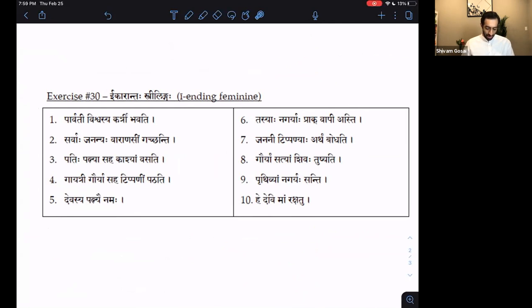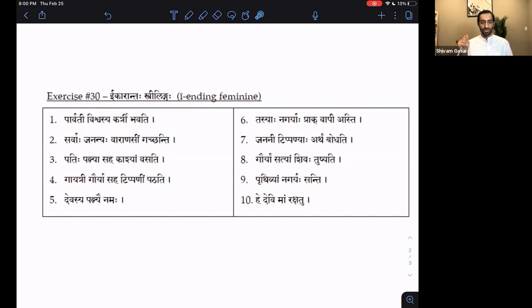Number 1, Parvati Vishvasya Kartri Bhavati. So first of all, can you identify which are the ikaranta feminine words? There should be 2 there. So yeah, the first word and the third word. Parvati and Kartri. So with your fingers, which case is this? Or you can put it in the chat, whatever's easier. Yeah, 1-1. Both are 1-1. So there's samanadhikarana.